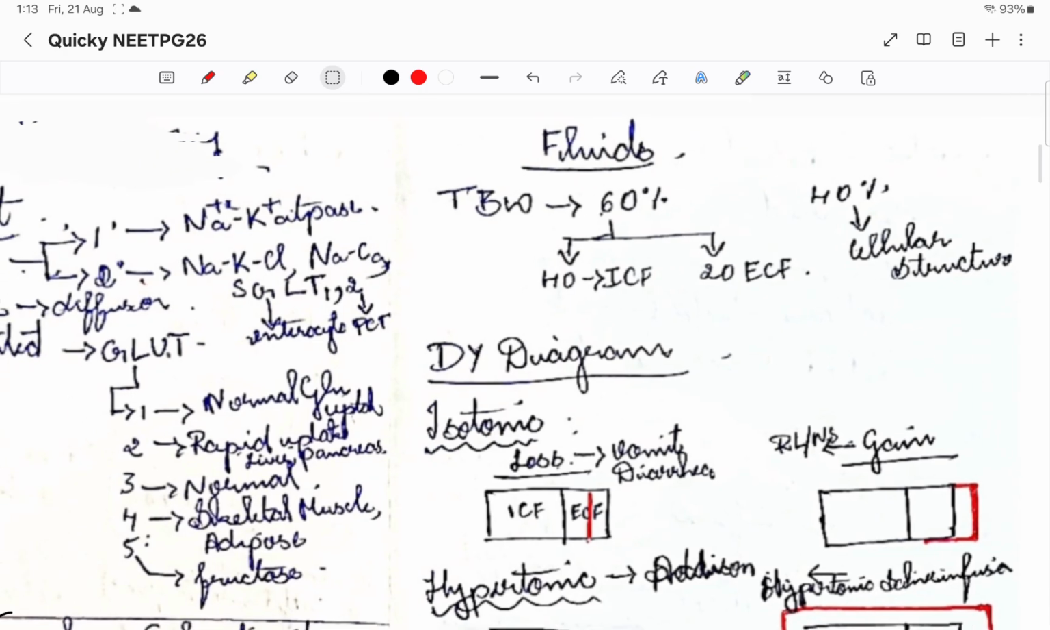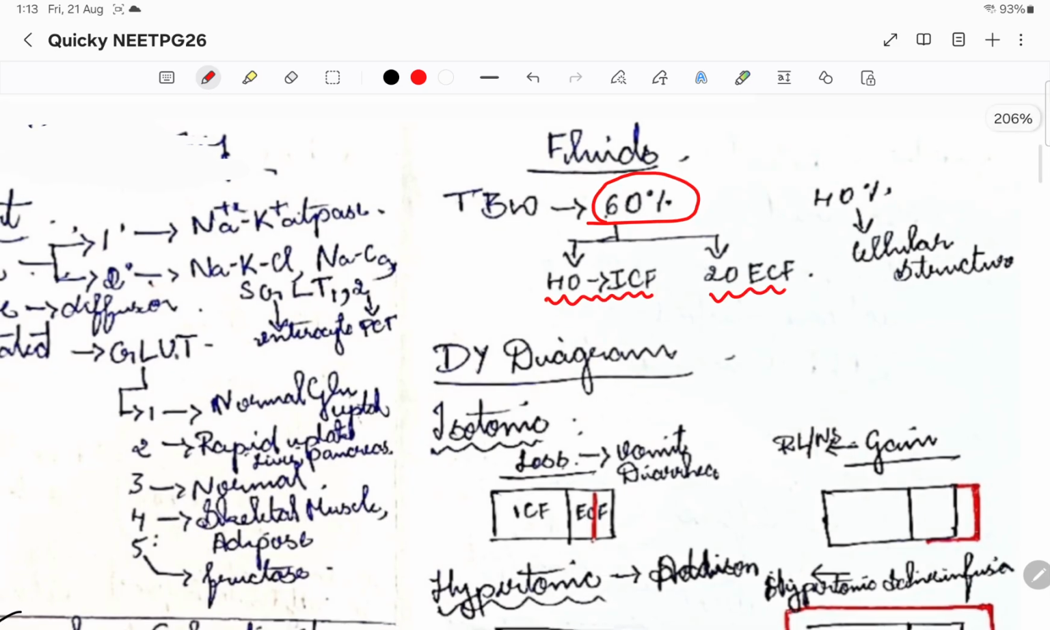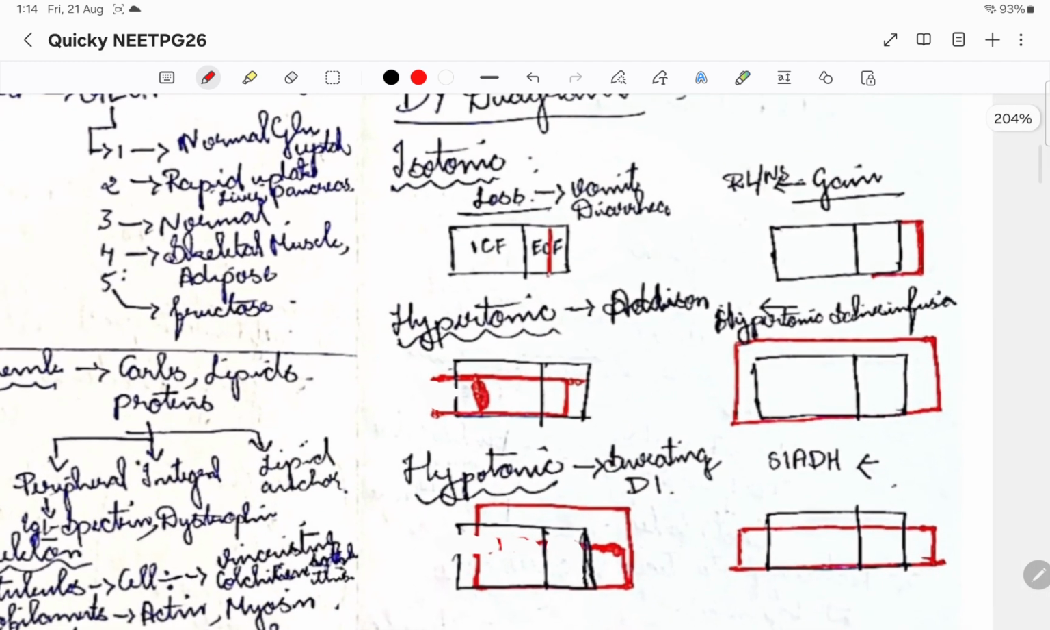Okay, fluids, these are all fact based questions. The fact is total body water is 60% of the body weight, wherein 40% will be intracellular fluid and 20% will be extracellular fluid, and the remaining 40% is cellular structure. So 60% will be ICF and ECF, whereas the rest 40% will be cellular structures. Okay, this is a fact based question.